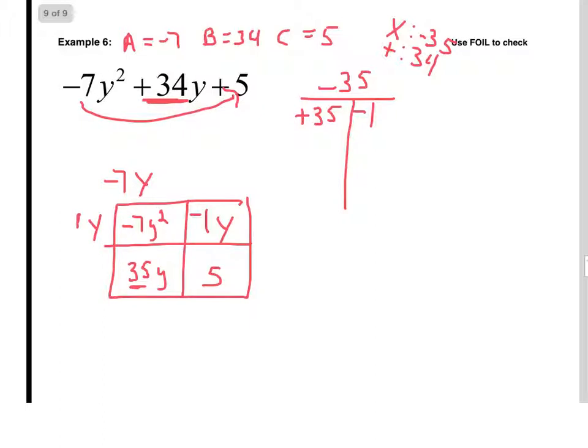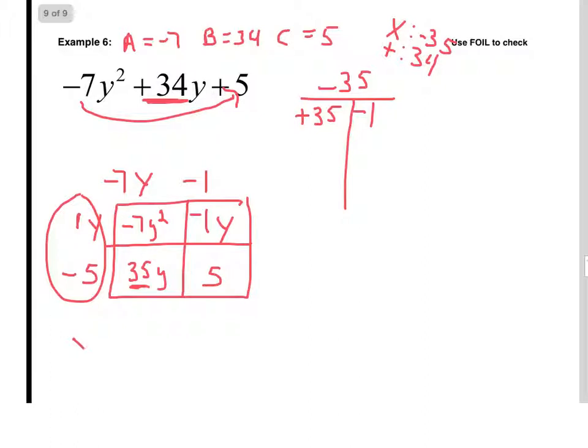So if I do 1y, I have these two. Now I see, what can I multiply this by to get a negative y? Well, it would be a negative 1. So double check, this times negative 1 gives me that. Then I'm going to see what I have to multiply to get 35. Well, negative 7 times a negative 5 would give me a positive 35y. So this times this gives me positive 35y. Then I double check to make sure that the negative 5 times the negative 1 would give me a positive 5, and it does. So now I have my answers.